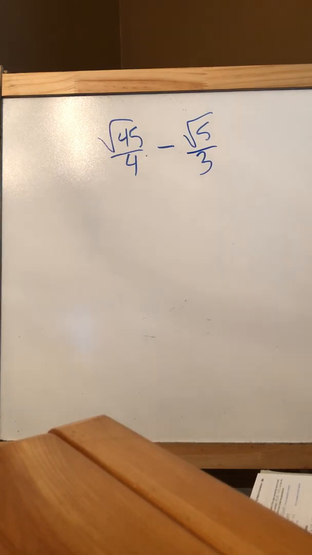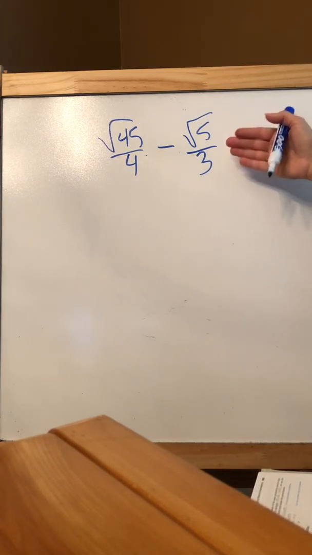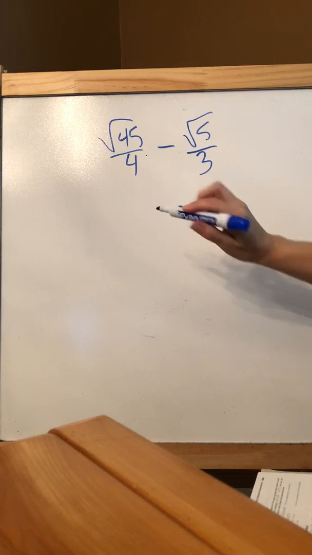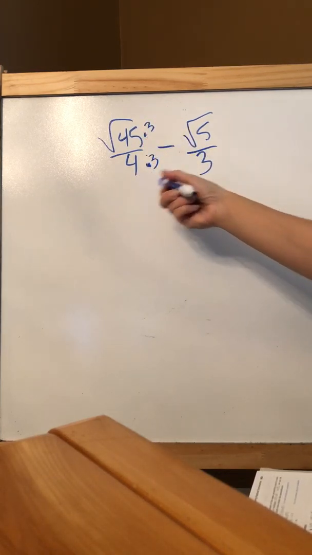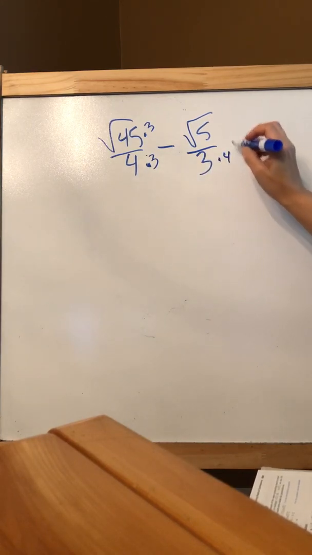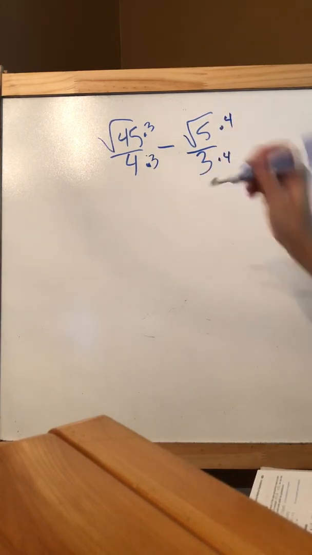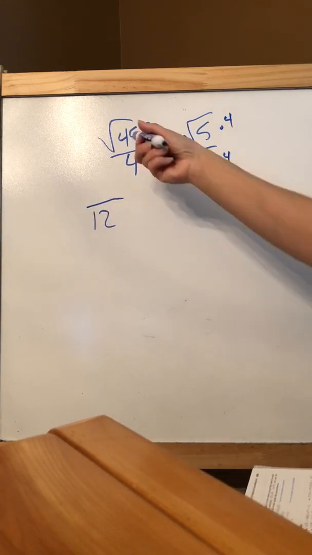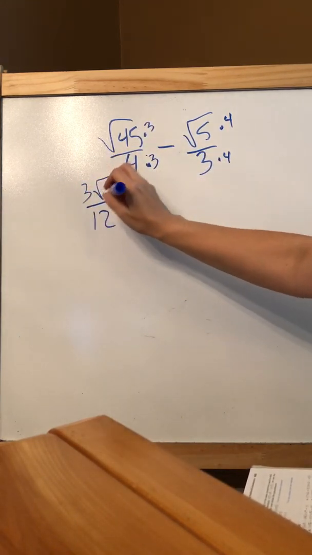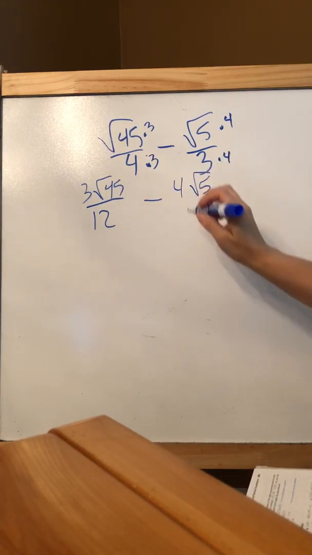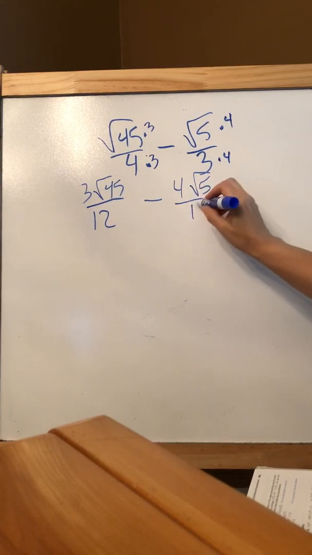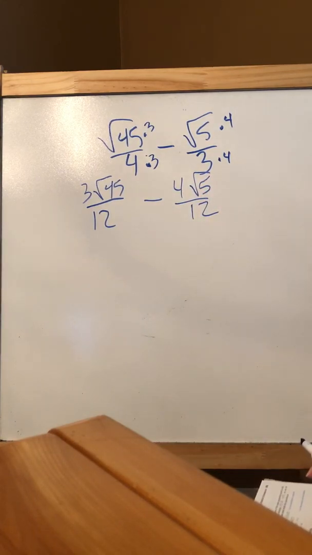So just like any normal subtraction problem that involves fractions, because that's what we have here, we have to have a common denominator. So you're going to multiply both of this side times 3 so that we get a common denominator, and both of this side times 4 so we get a common denominator. So you're going to have 3 times the square root of 45 over 12 minus 4 times the square root of 5 over 12.